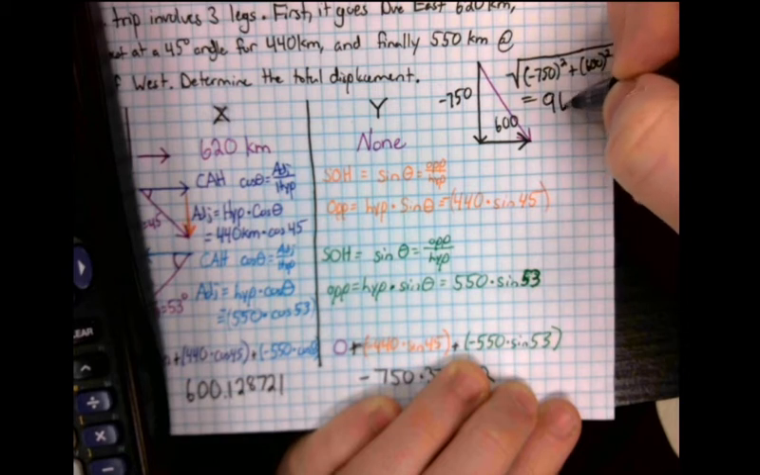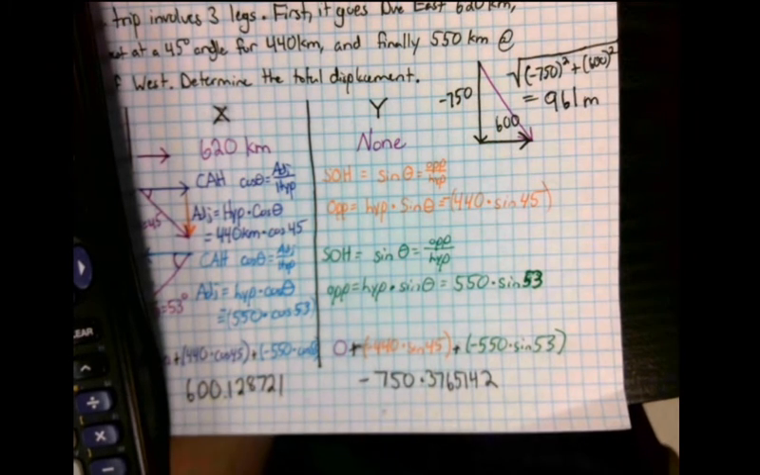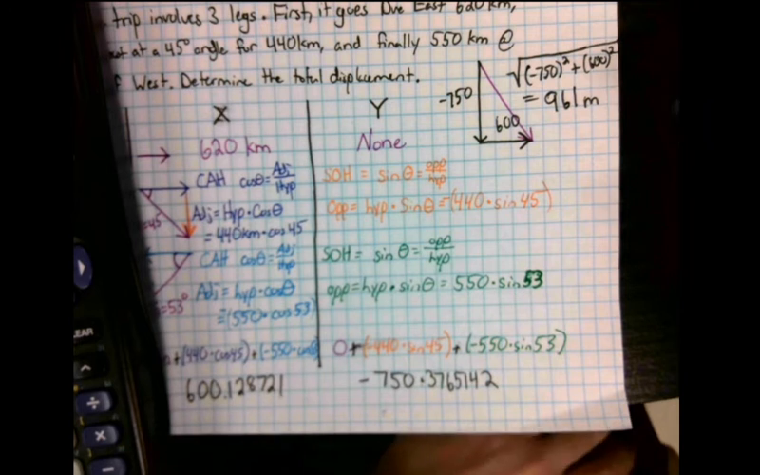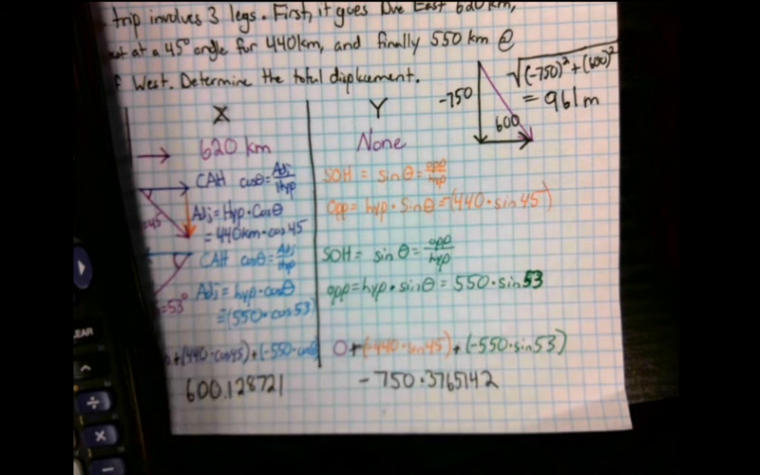So our total displacement, if we go to 3 sig figs, is 961 meters. Now, technically, if it asked for the actual vector, you would want to find the degrees as well to describe it, because just giving meters isn't good enough for that.